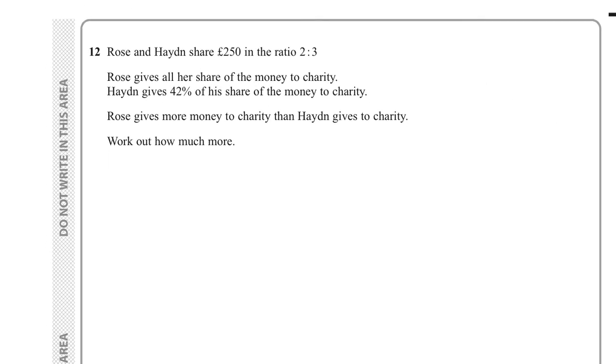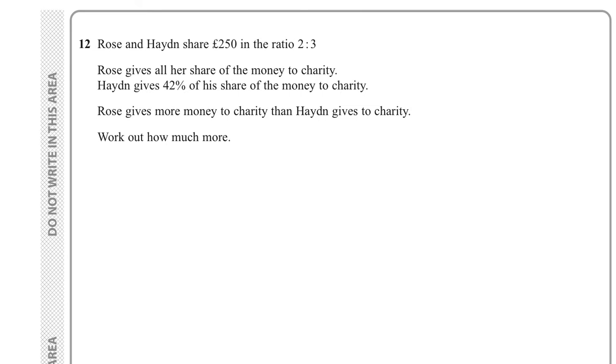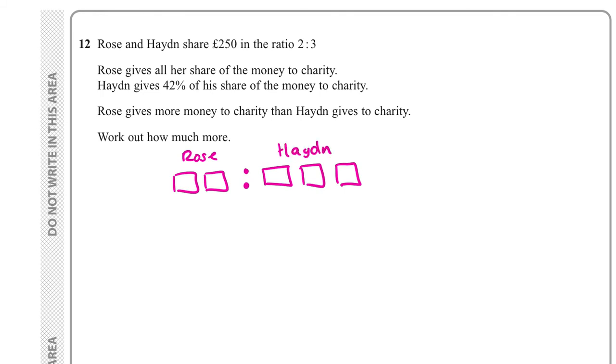Question 12. Rose and Hayden share £250 in the ratio 2 to 3. Okay, before we read the rest of our question, shall we start with how much Rose and Hayden have? So if Rose has 2 parts and Hayden has 3 parts, this is Rose and this is Hayden, and you can see I'm using a picture. What does the total add up to?